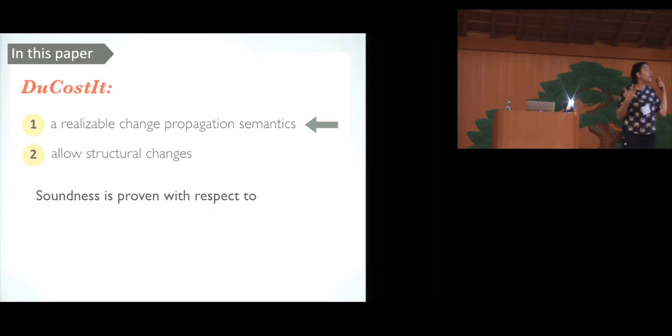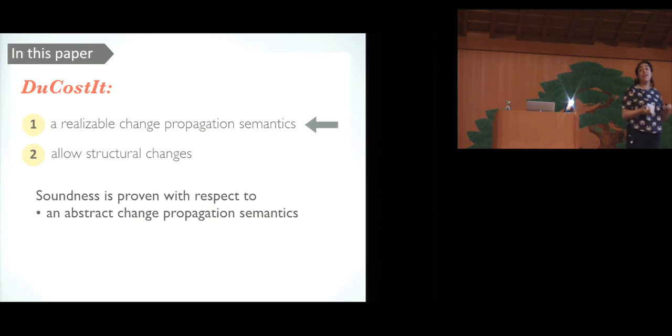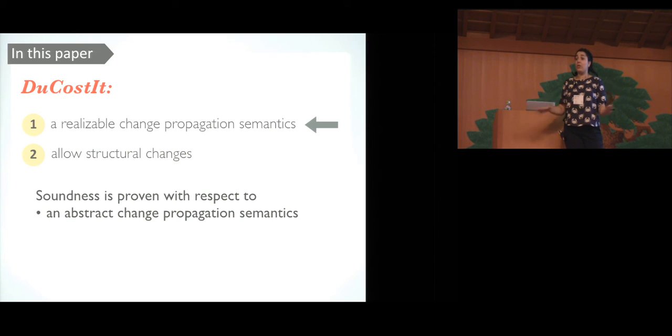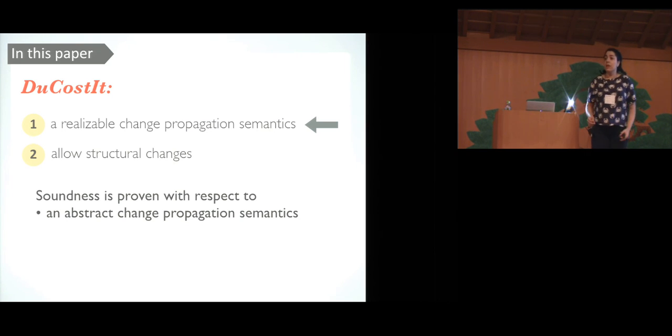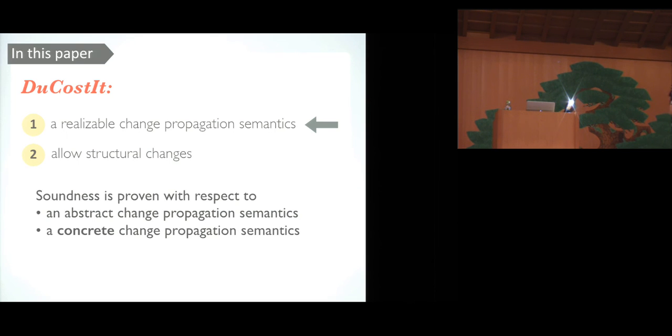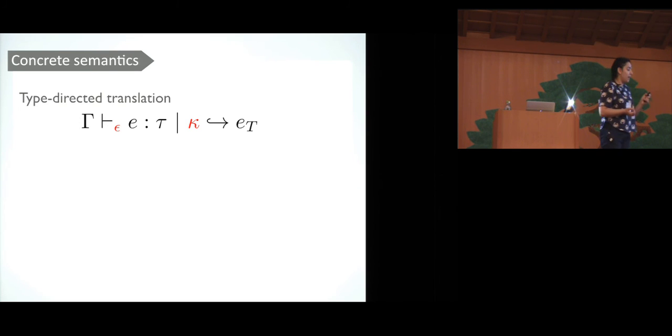In DuoCostEd, you prove soundness with respect to an abstract change propagation semantics, like in CostEd, because it's easy to reason about and tells us what needs to be done, but it doesn't come with an actual algorithm. So we also prove the soundness with respect to a concrete change propagation semantics, where we actually have a change propagation algorithm. The algorithm itself can be obtained by doing a type-directed translation.